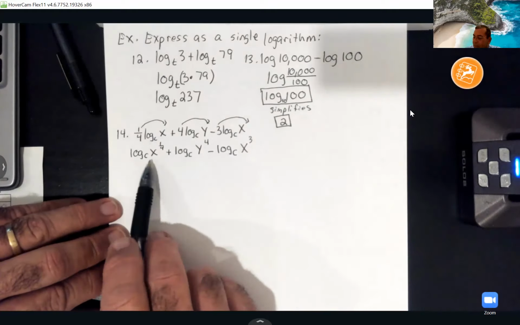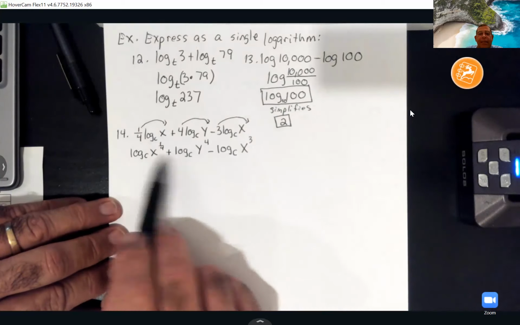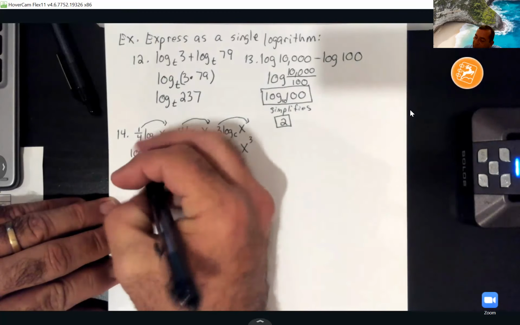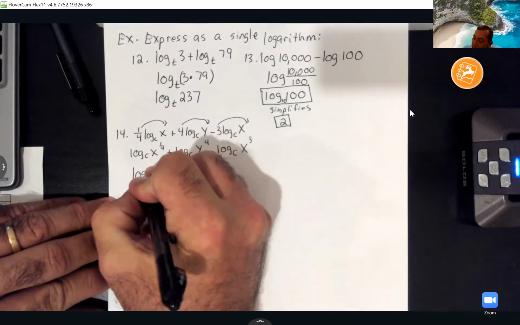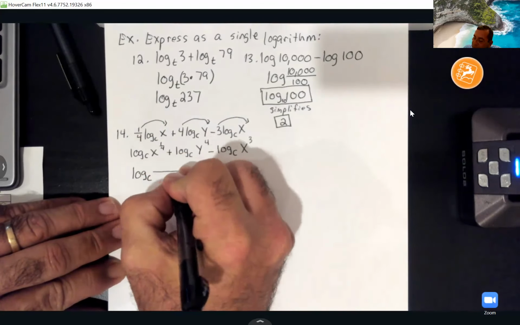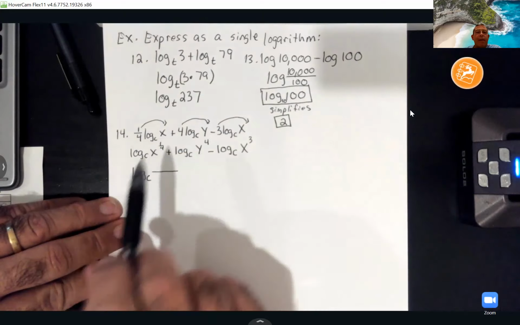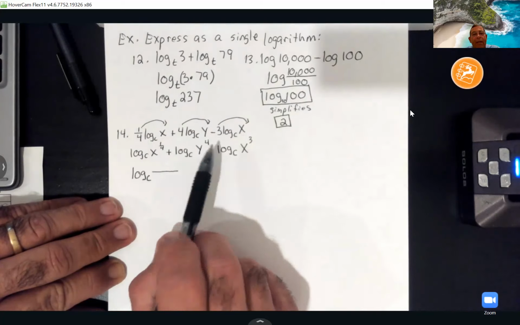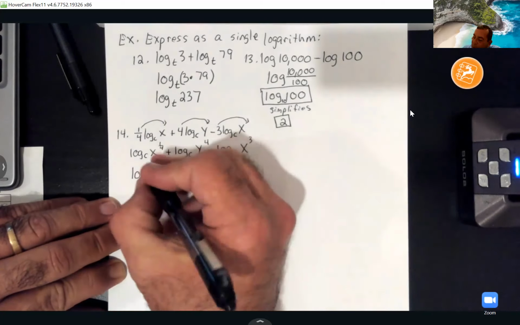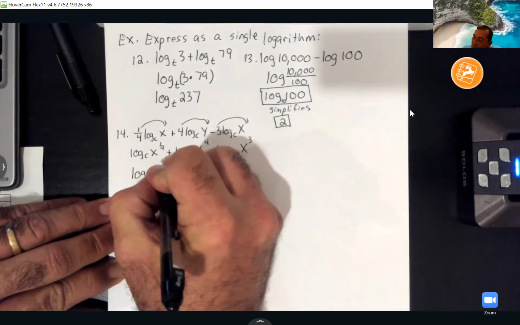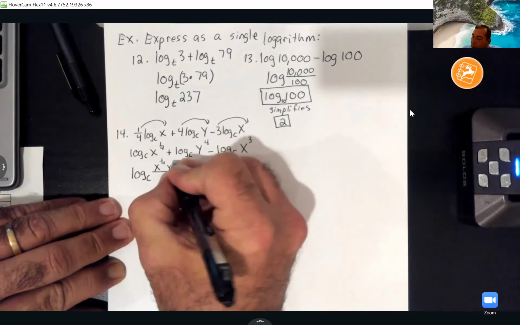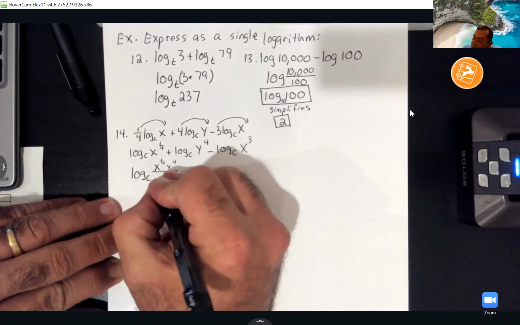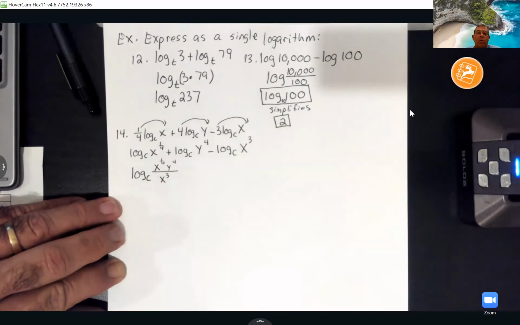All right, now remember the positive factor. Since I got adding and subtracting, I'm going to write it as a fraction. So bring out that log C. So this will look like a fraction. And remember, the positive factors will go to the top. The factor being subtracted will go to the bottom. So we will have x to the 1/4, y to the 4th. They're going to stay on top. And then this one being subtracted, that x to the 3rd will go to the bottom.